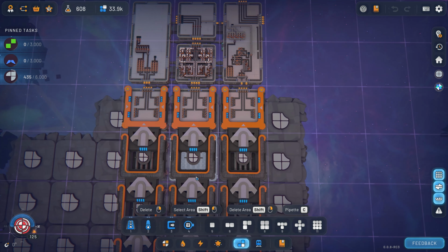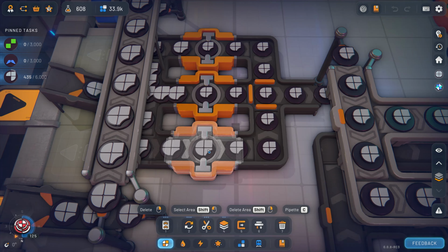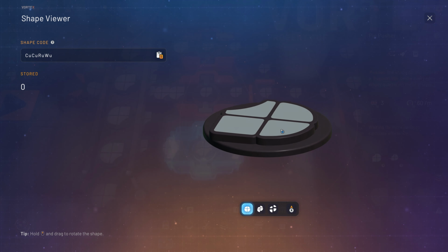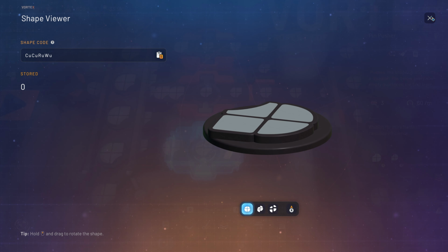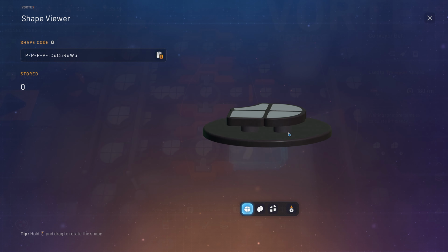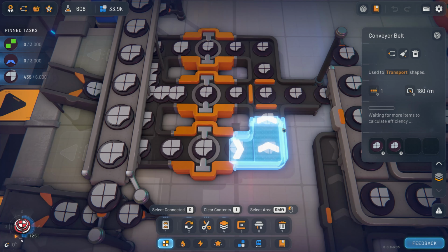The first principle you need to understand about pinning is the following. If you pin something, the system will take any shape and put a pin below. Here we have the shape that comes in and here we have the shape that comes out. The pins in this specific machine come from below, which makes it pretty difficult to integrate into an existing MAM. So what you need to do is isolate these 4 pins. That's the first thing you need to know.